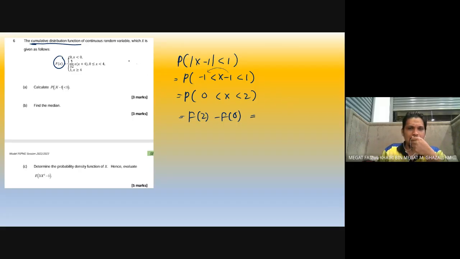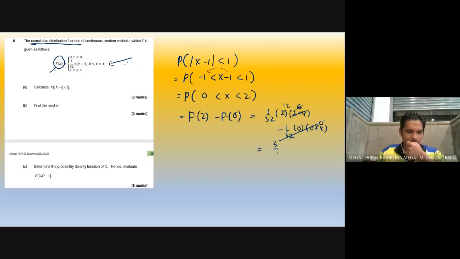Use the function that we have here because it's already in cumulative distribution function. So then 1 over 32 times 2, and then 2 plus 4, minus 1 over 32 times x equal to 0 and 0 plus 4, where this is 0 here. So what's left here now? 2 plus 4 equal to 6. 6 times 2 equal to 12. Divide by 32. It is 3 over 8.